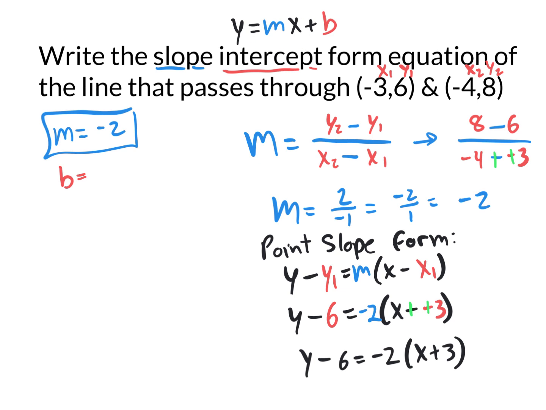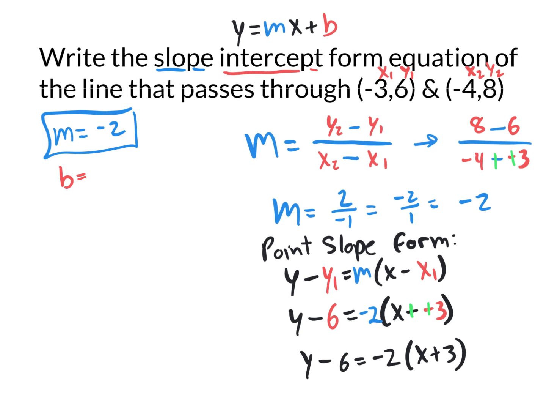So what are the two details about y = mx + b when you compare it to point-slope? Point-slope has parentheses, and y = mx + b does not have parentheses. Point-slope form has y minus y1, in this case y minus 6, and slope-intercept form just has y by itself. So we're going to have to get rid of the parentheses by distributing, and we're also going to have to get rid of that minus 6 by adding 6.